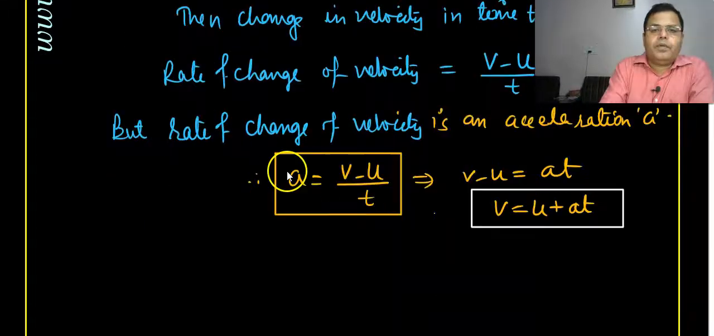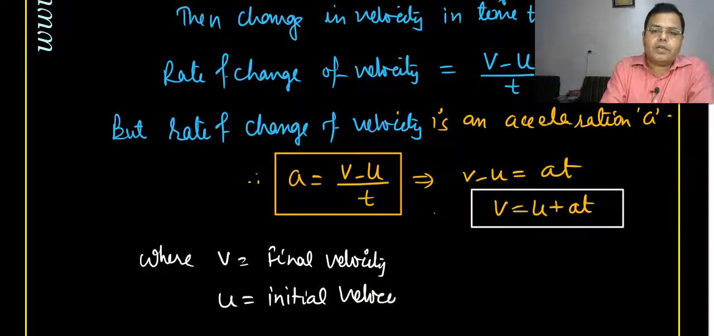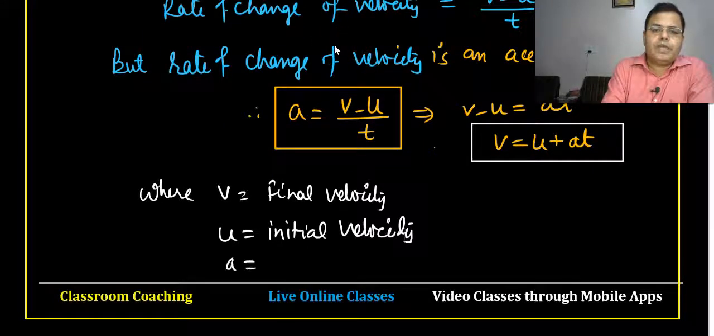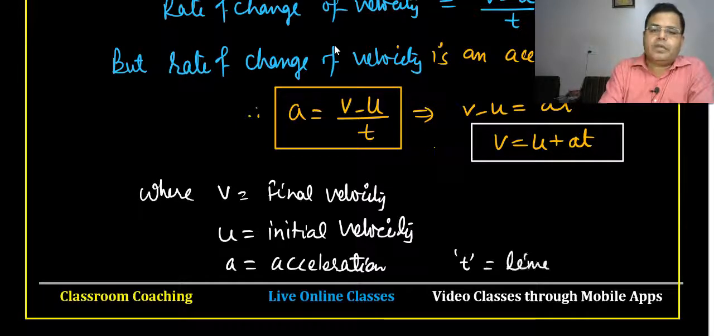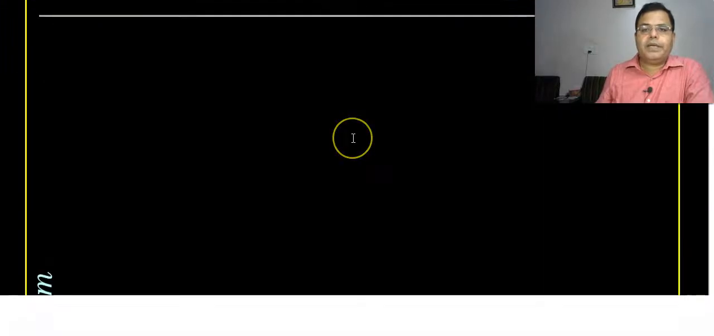Where v is called the final velocity, u is the initial velocity, a is the acceleration, and t is the time interval. So this is what? v is equal to u plus at.